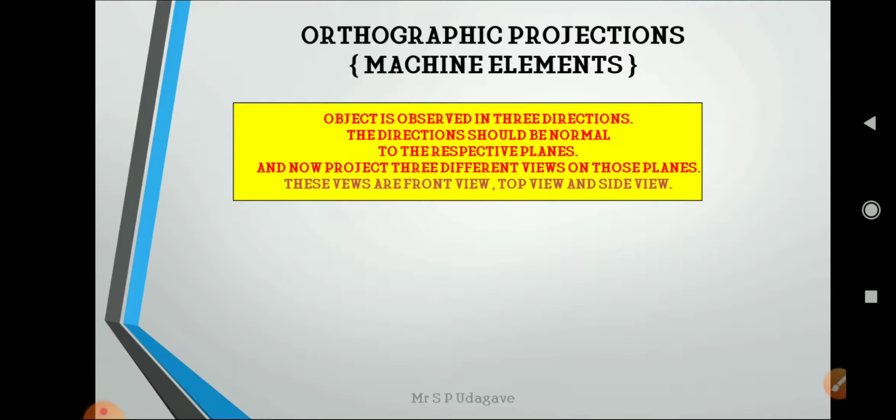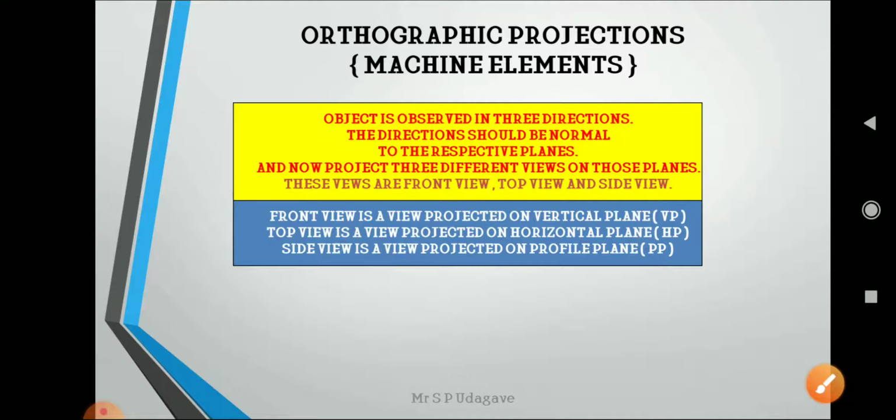So for the orthographic projection in machine elements, the object is observed in three directions. The directions should be normal to their respective planes, and now we project three different views on those planes. These views are the front view, top view, and side view. The side view may be the left hand side view or right hand side view.